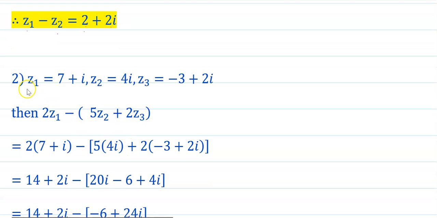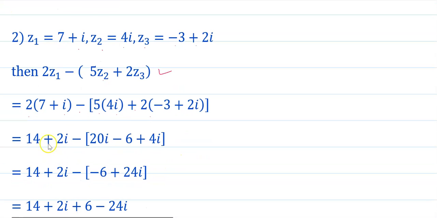Next, Z1 is equal to 7 plus I. Z2 is equal to 4I. Z3 is equal to minus 3 plus 2I. त्याने आपल्याला असं एक्सप्रेशन तयार करायला, find out the value of this type of expression. What is that expression? 2 times Z1 minus in bracket 5 times Z2 plus 2 times Z3. No problem. Substitute the values here. 2 in bracket 7 plus I minus in square bracket 5. What about the Z2? Z2 is 4I plus 2 times Z3, minus 3 plus 2I.